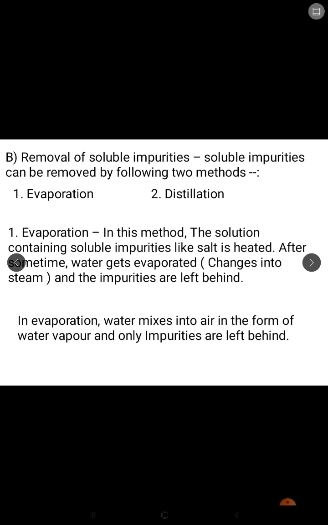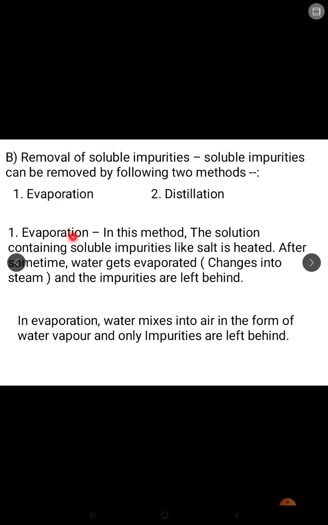Now, second we will talk about removal of soluble impurities. When impurities are mixed in the water, it is soluble. Soluble impurities can be removed by the following two methods. First is evaporation and second is distillation.